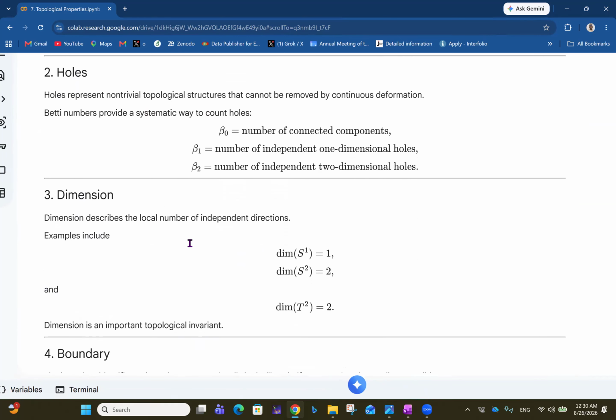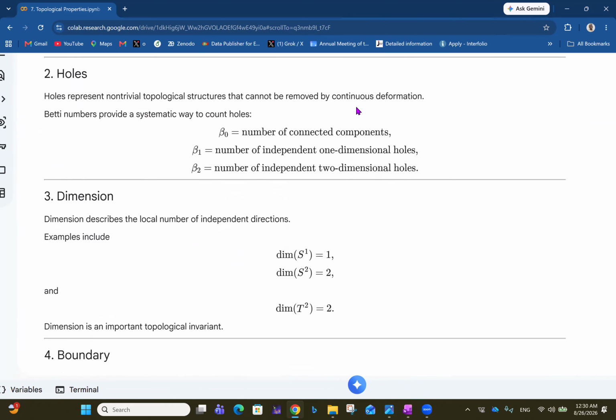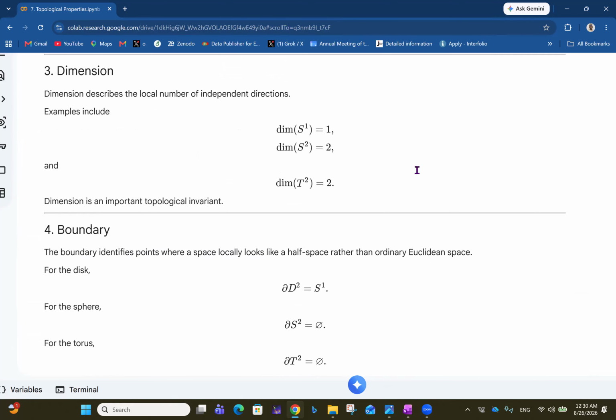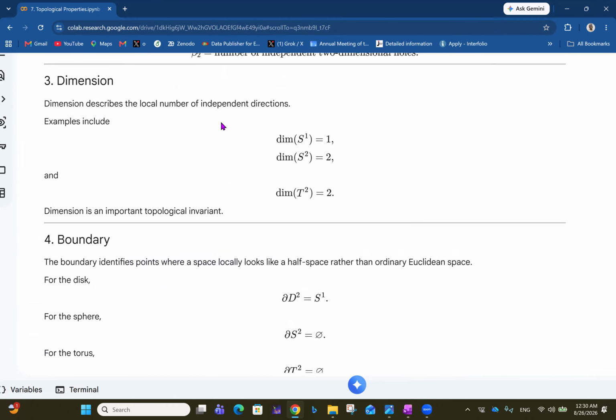Then you have holes. Holes represent non-trivial topological structures that cannot be removed by continuous deformation. Betti numbers provide a systematic way to count holes. So you have beta 0, the number of connected components, beta 1, the number of independent one-dimensional holes, and beta 2, the number of independent two-dimensional holes. Then you have the dimension itself. Dimension describes the local number of independent directions. Examples include dim S1, which is 1, dim S2, which is 2, and dim T2, which is 2. So dimension is an important topological invariant, and it is easy to identify: for S1, S2, T2, R^n, the power just tells you what the dimension is.